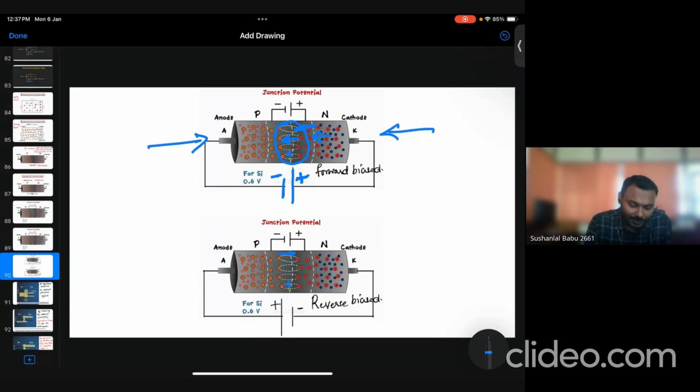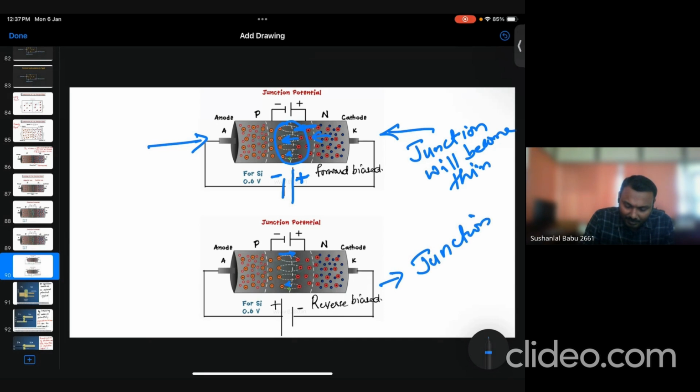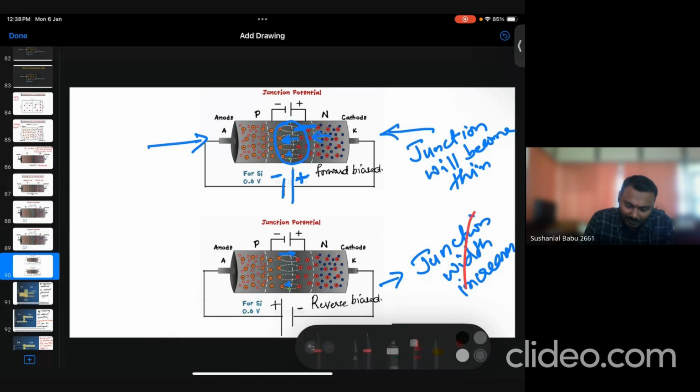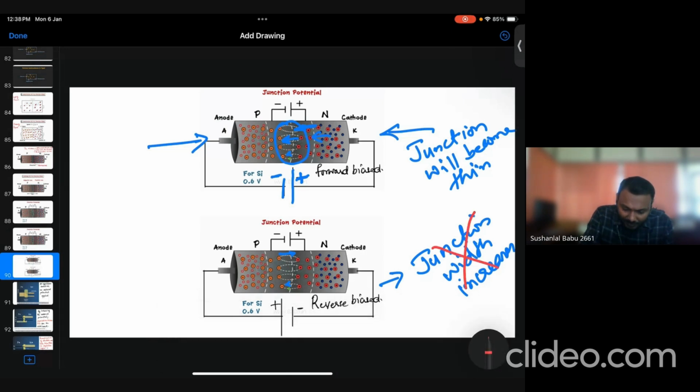So what will happen? The junction will become thin. But reverse bias means the junction width increases. Actually, we don't want this. We don't want the junction width to increase. We want it to become thin.